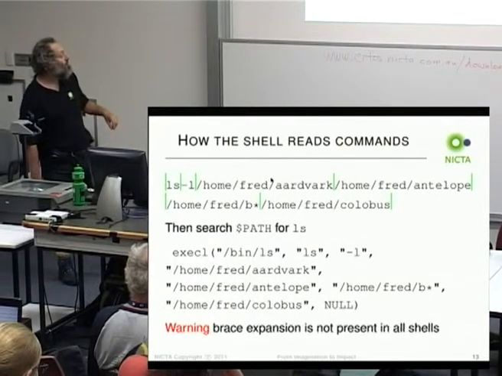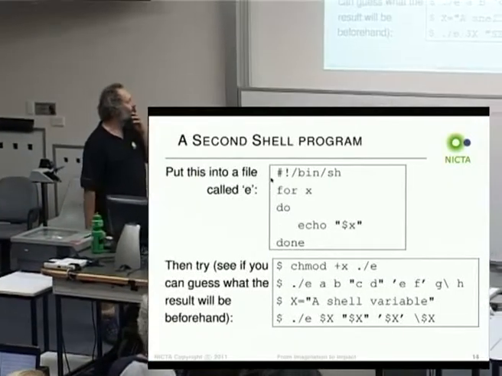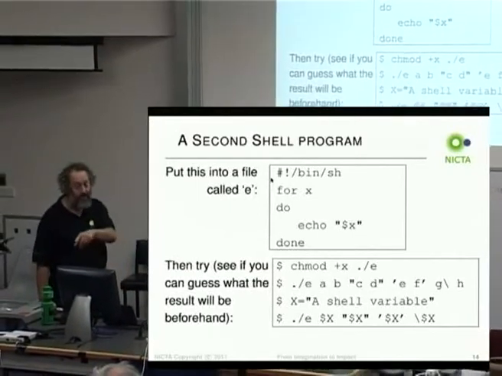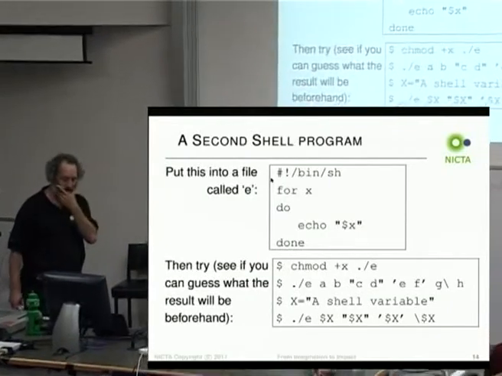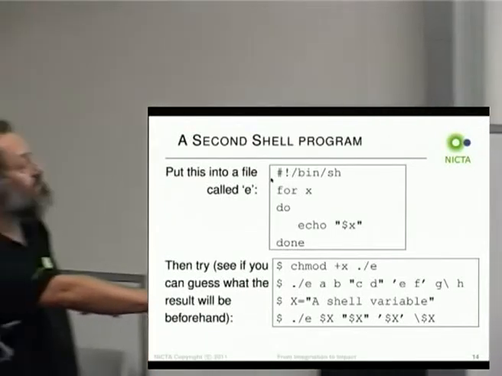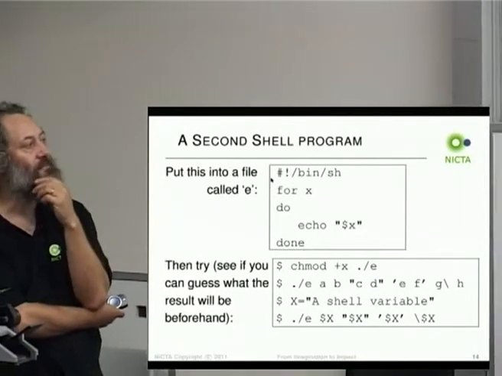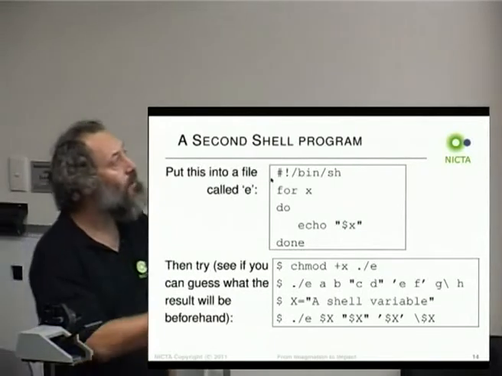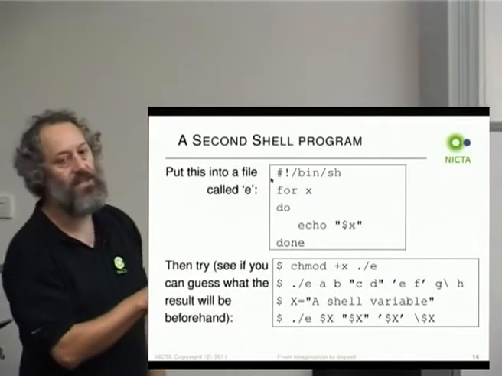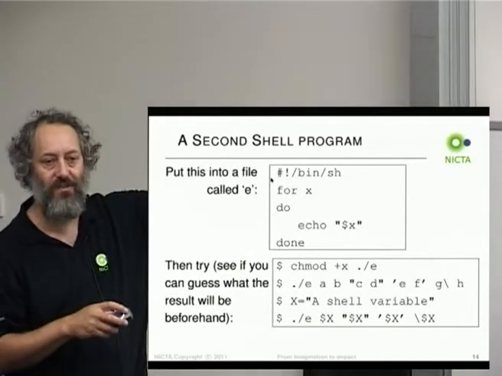Okay? Yeah, I gave you that warning. So, a second shell program. If you look in there, there should already be one called echo line or something like that. Have a look at it. It might be different from this one. But do try the exercises here, and see what happens. See if you can see what the result's going to be before you do it. For x, the for loop sets x to each of the things that come after it in turn. In this case, there isn't anything after it, so it will set it to all of the arguments to this shell script in turn.